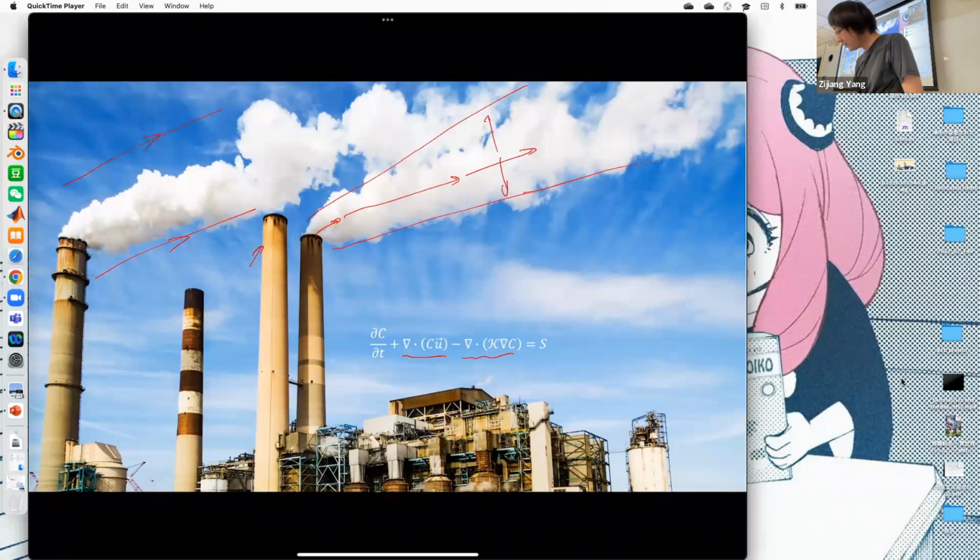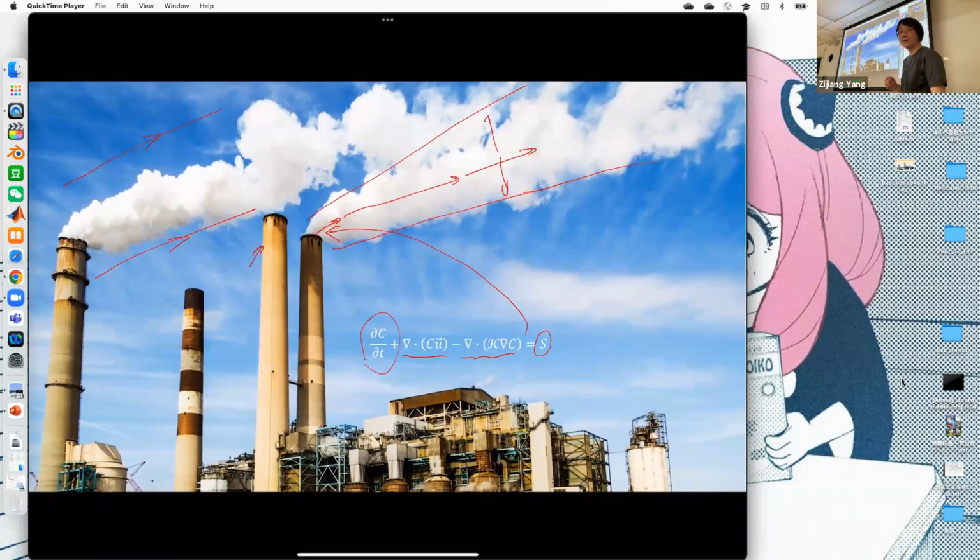And here is the source, because for this one, we always have some particles of air pollutants coming out from the stack. And this is the concentration change with time. So this is the advection diffusion equation. Do you guys have any questions so far?